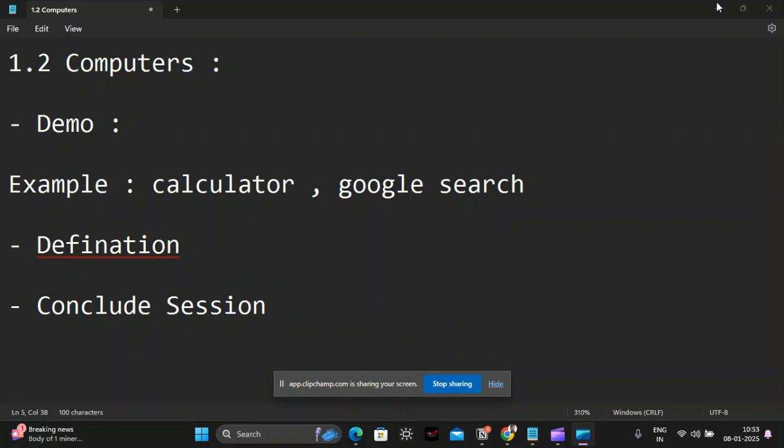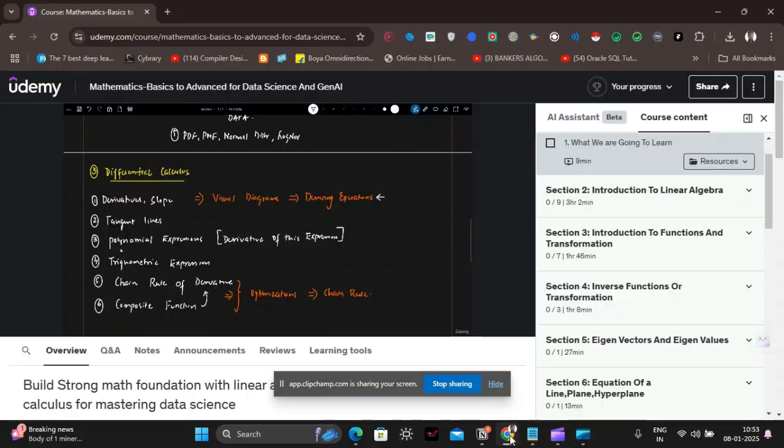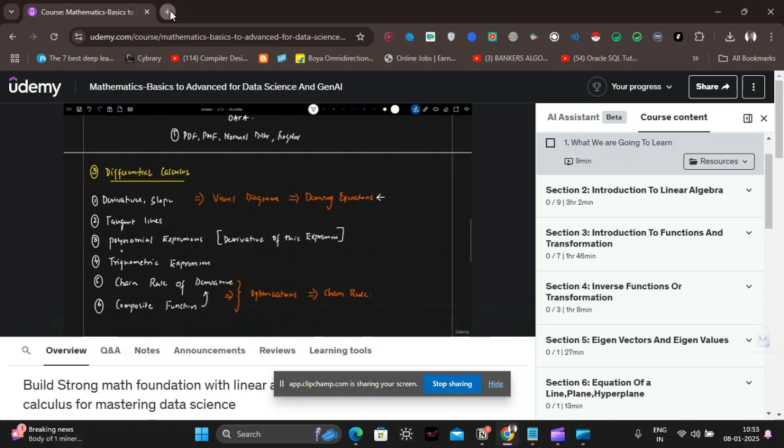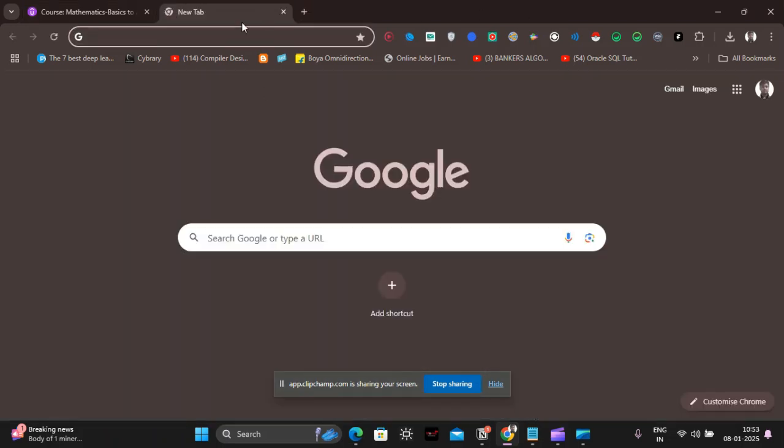Certain words and certain terminologies you need to understand, so that it will be good to go. All right. So when I'm talking about what a computer is, you need to understand, first thing, it is an electronic machine, right? What it can do, let's take an example of a calculator now.